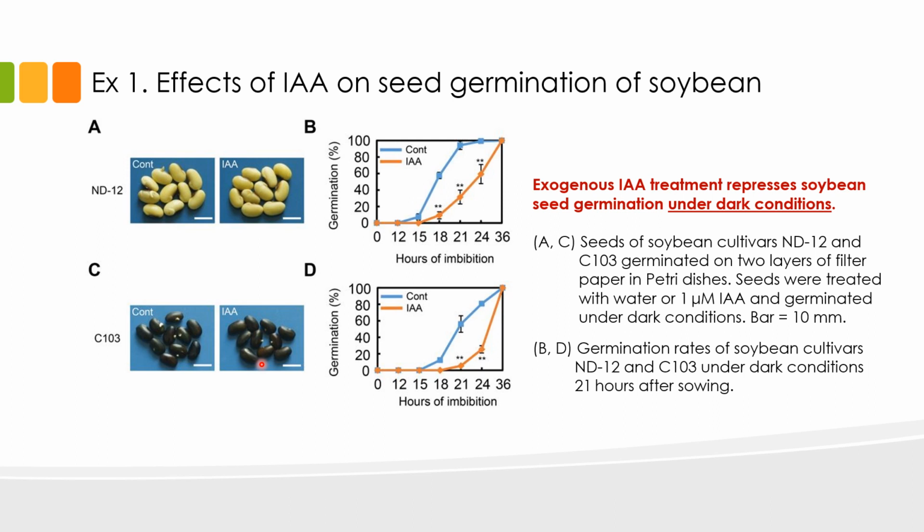And when we look at the graphs, we can see that germination of seeds of both cultivars after 36 hours was lower with IAA treatment, as indicated by the orange line here and also here, compared to the control, as indicated by the blue line here and also here.